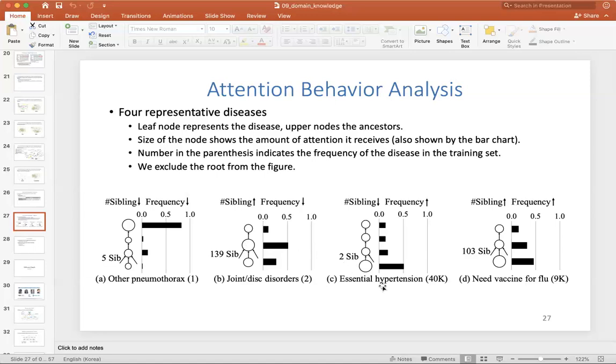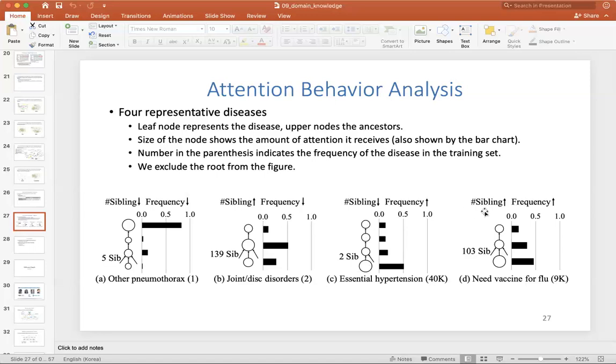Third pattern, not a lot of siblings, but a lot of frequency, high frequency. So essential hypertension, a gigantic number of 40,000 exposures in the training set, but only 2 siblings. So you can see it should be pretty self-sufficient. 40,000 exposures is a lot. So you can see a lot of knowledge is just being pulled from itself. So attention is just focusing on itself compared to its ancestors.